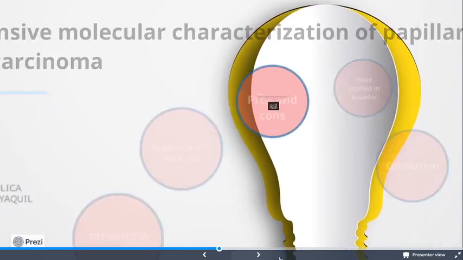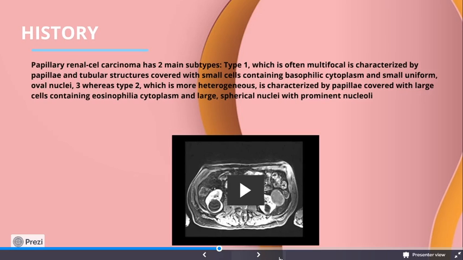Pros and cons. Papillary renal cell carcinoma has two main subtypes. Type 1, which is often multifocal, is characterized by papillary and tubular structures covered with small cells containing basophilic cytoplasm and small uniform oval nuclei, whereas type 2, which is more heterogeneous, is characterized by papillae covered with large cells containing eosinophilic cytoplasm and large spherical nuclei with prominent nucleoli.